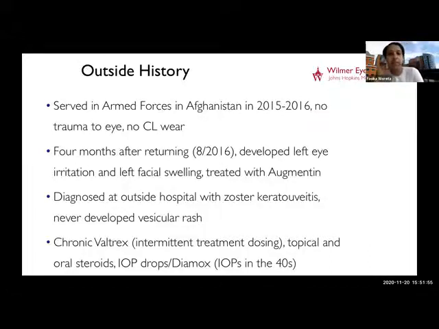And in 2016, after returning from Afghanistan, he did develop a left-sided swelling and was actually diagnosed with zoster keratouveitis at that time, but never had a classic vesicular rash. And the treatment prior to presenting to Wilmer was complex, and he was on intermittent Valtrex and topical, and also he had a history of being on oral steroids, and because of that had a lot of problems with intraocular pressure elevation, so was on maximum medical therapy as well as even Diamox.